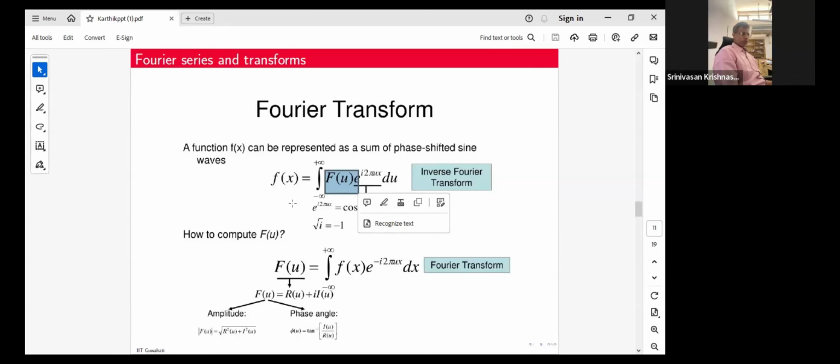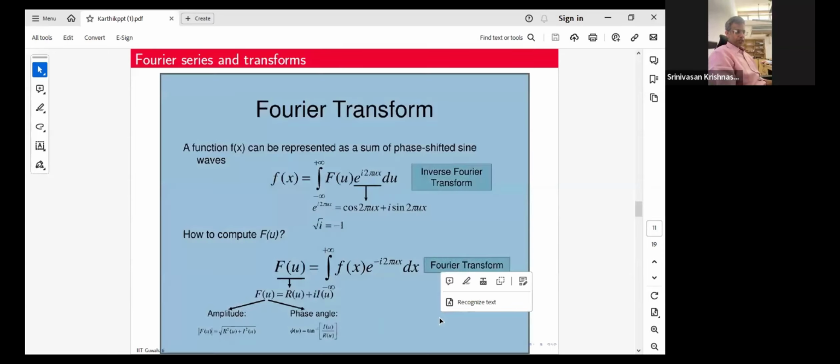So if you observe this thing carefully, this f of u is nothing but what happens if you give a sine wave of that particular frequency. If I give a sine wave of that particular frequency, this f of u kind of defines the gain of that particular sine wave.